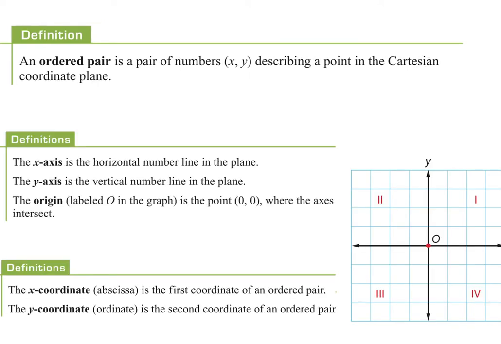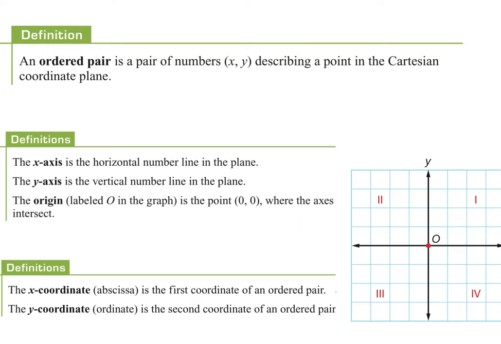All right, the first definition we're going to look at is what's called an ordered pair. Hopefully this is review for you. An ordered pair is a pair of numbers x, y, typically the variables that we use for them, describing a point in the Cartesian coordinate plane. The Cartesian coordinate plane is this guy right here, what you're used to seeing. That's what this is called, named after the mathematician who is given credit for it.